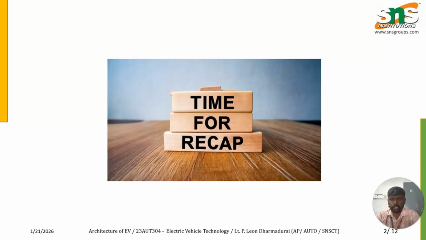Before going to today's topic, let us recap what you have seen in the previous session. In the previous session, we discussed the EV market and the latest trends in EVs, how the EV market has evolved in the past 10 to 15 years, and what the latest trends are. These are the things that we have discussed in detail.